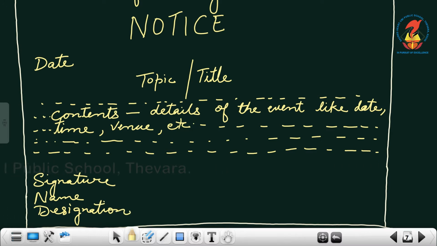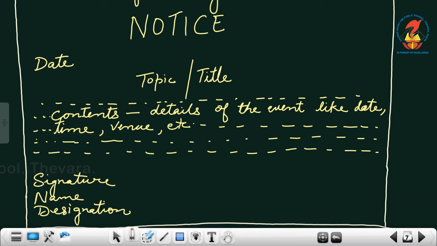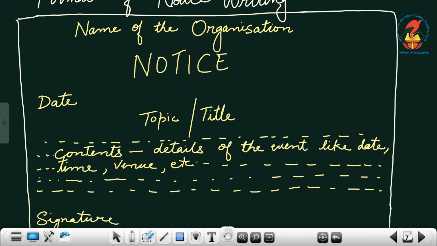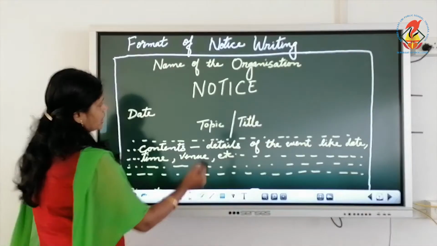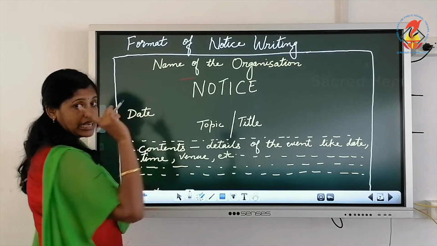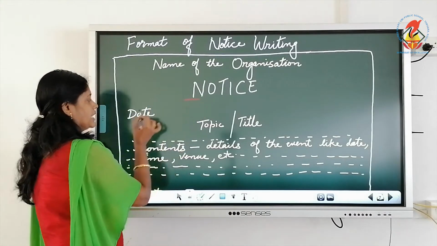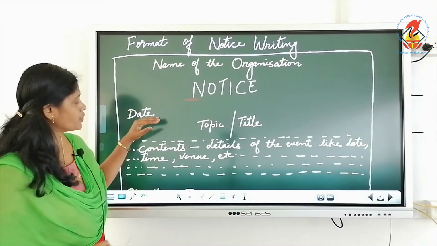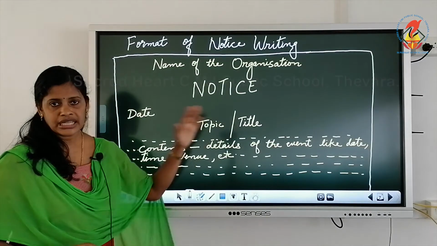Okay, now again I am saying, children, when you write a notice, the format is, first you write the name of the organization, then you leave a line here, one line is left. Then you write the notice, again you leave a line and then write the date.